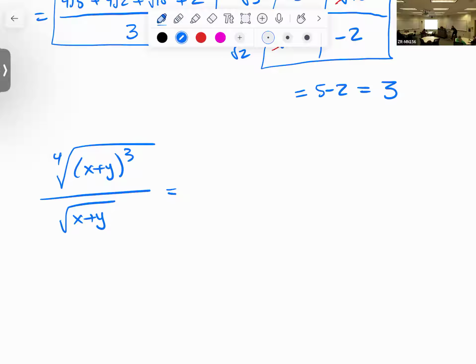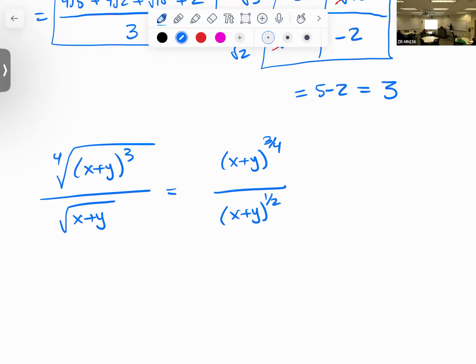Don't forget, radicals actually represent exponents. Notice my bases are both x plus y, which means this is actually x plus y raised to what power? 3/4. It's already cubed, and the 4th root means 1/4, so it's 3/4. What's the exponent of the denominator? 1/2. You are correct. The index is 2, which makes that 1/2.